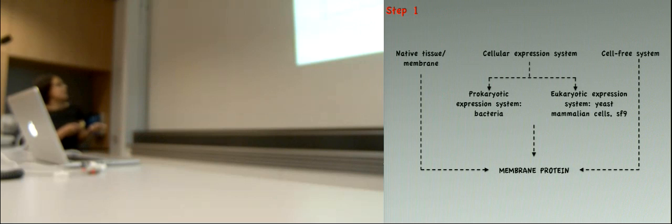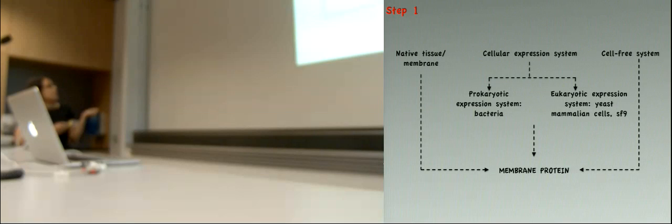So basically, again, it depends on what type of membrane protein you are going to work with. If you can get your membrane protein from native tissues or membrane, it will be much easier because you don't have to worry about a cellular expression system or cell-free systems.